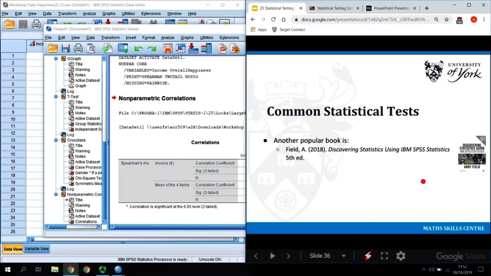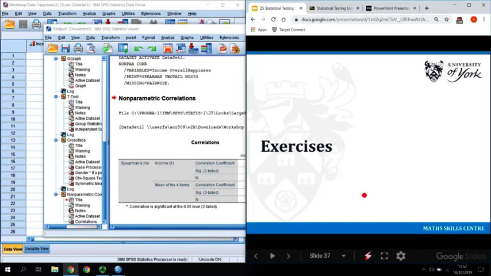The final resource that I want to talk to you about is a book by Andy Field. It's a very popular book among SPSS users. The University of York Library has about 40 copies. And it's a bit more of a light-hearted look at statistics. He includes little jokes and things like that. So if you want to practice all that, you can do the exercises.